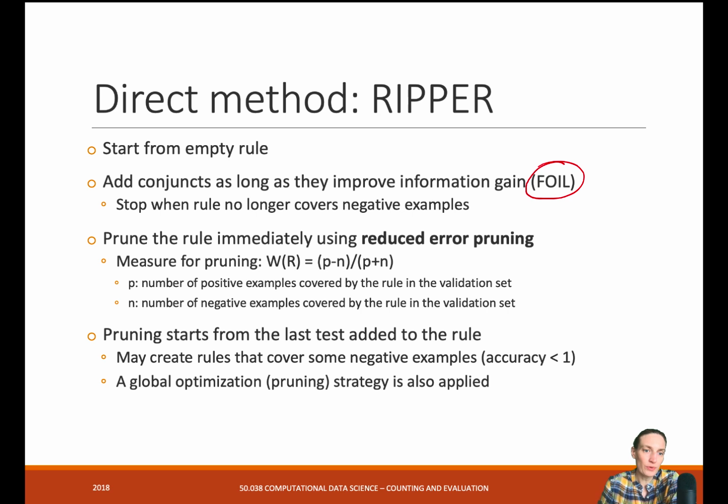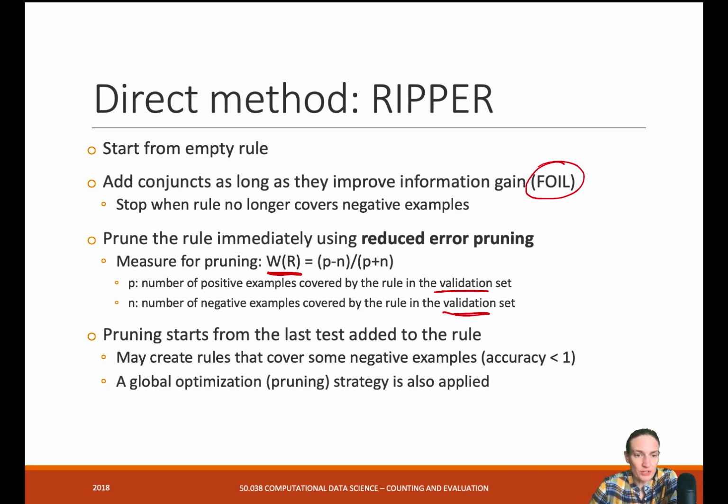So we prune the rule set as well immediately after, using reduced error pruning. The measure we use for pruning the rule is (p - n) / (p + n), whereby p is the number of positive examples covered by the rule in the validation set, or the pruning set, however you call it, and n is the number of negative examples covered by the rule in the validation set.